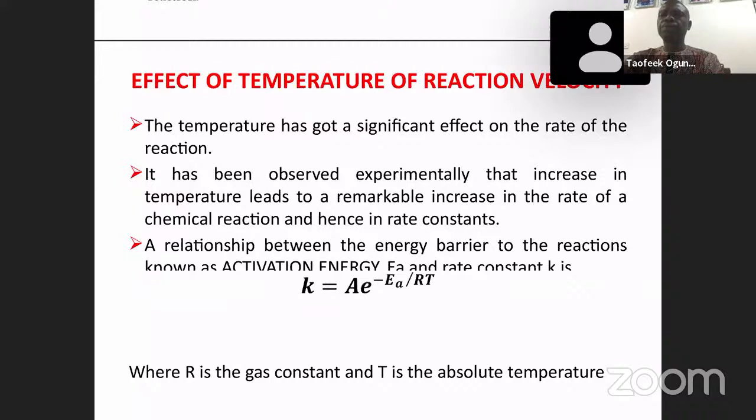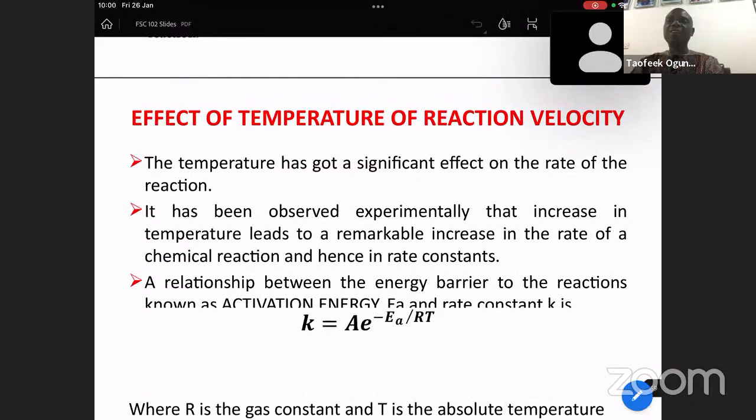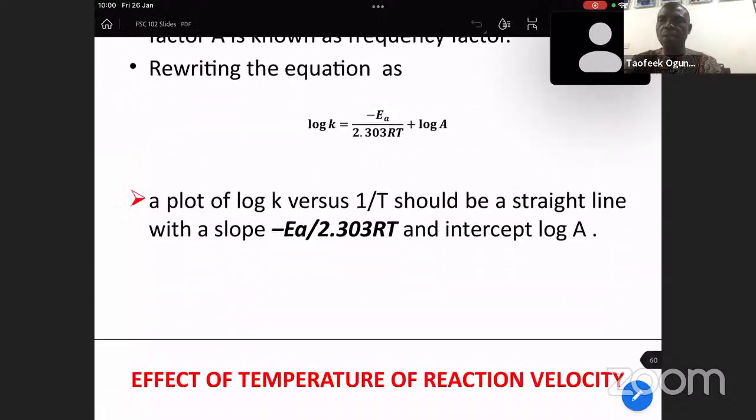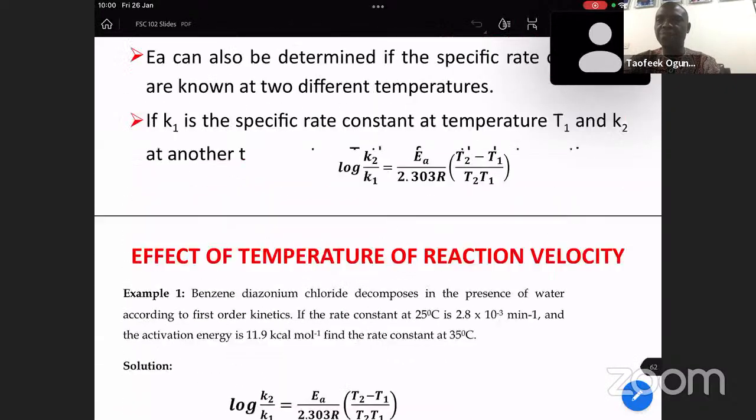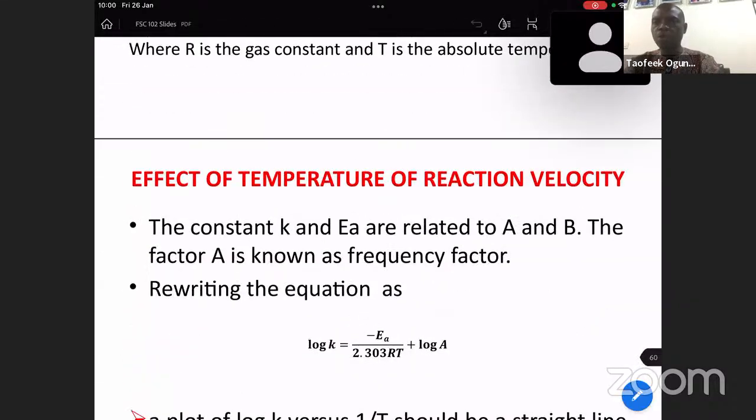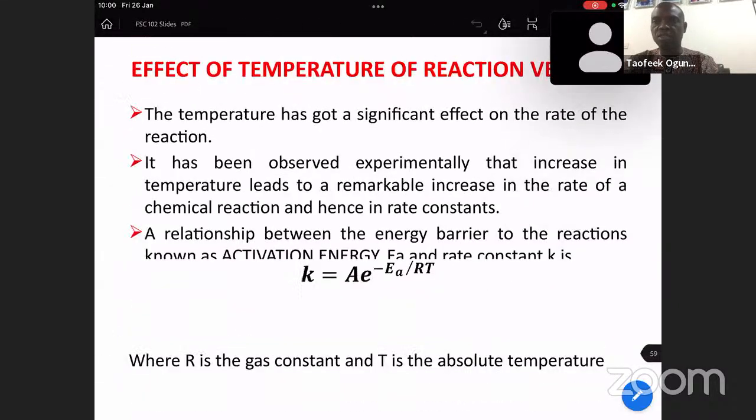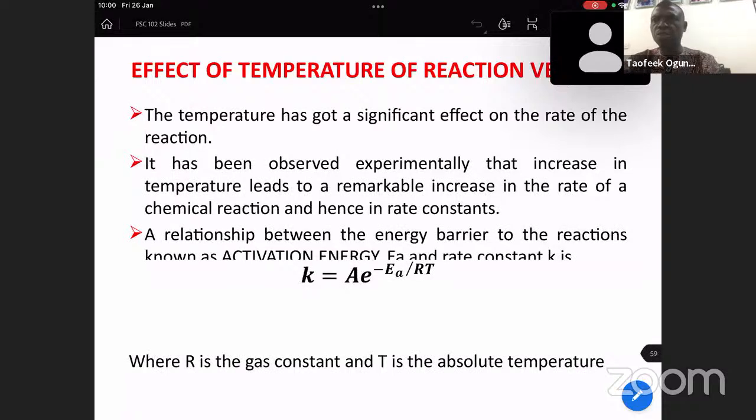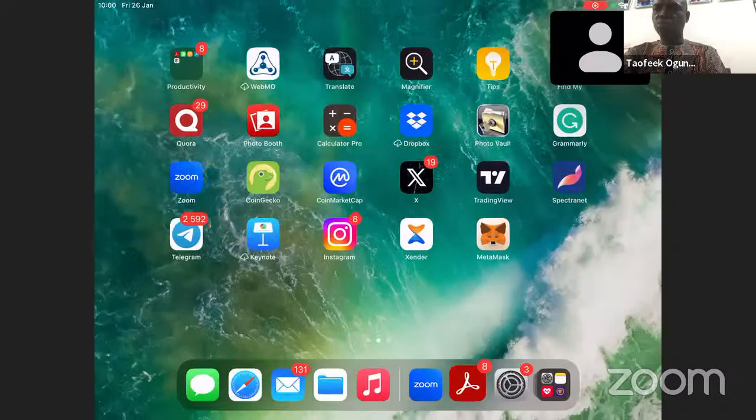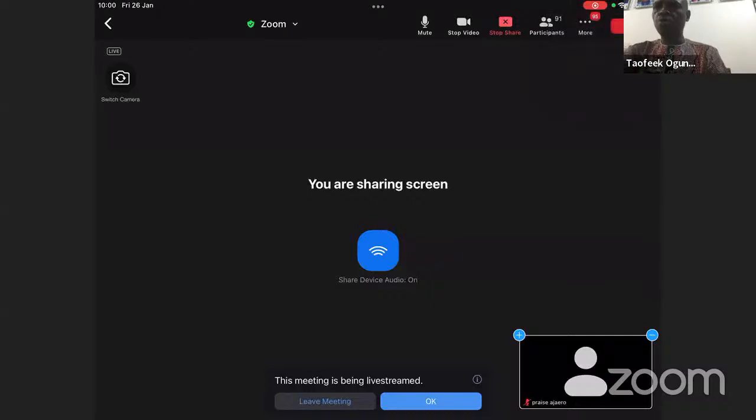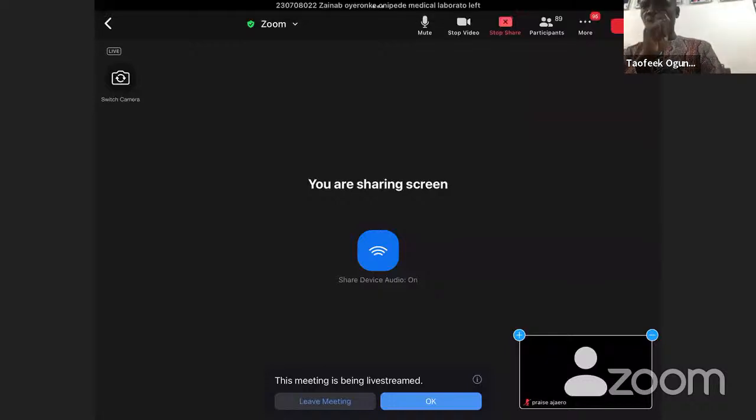Now, the reaction velocity. Okay, I think it's already 10. Okay, how many slides do we have left? Okay, we only have 3 slides. We'll find a way to deal with the 3 slides that are left. But if there are questions, please, because I always want to attend to questions before we leave. So we still have 3 slides left, but we'll find a way to do it.